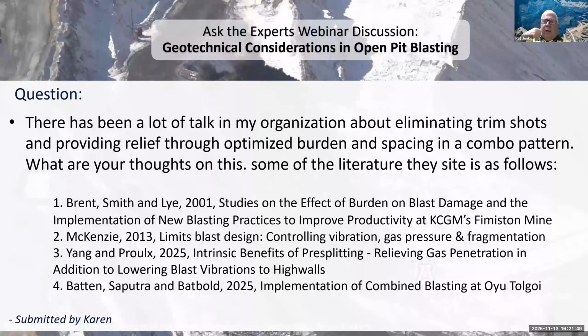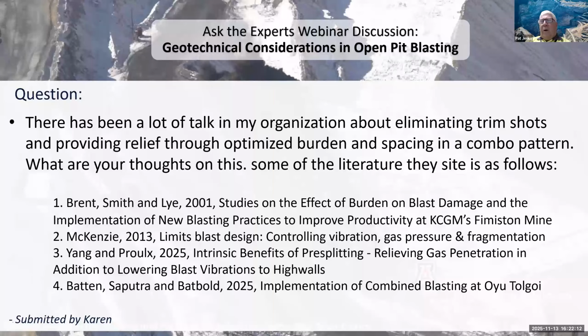One of the key aspects of this that needs to be considered is what's the recoil direction that a modified production or combo shot is going to have relative to the wall.